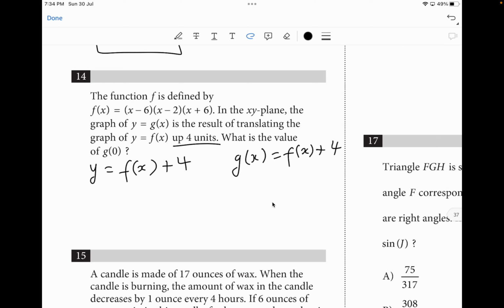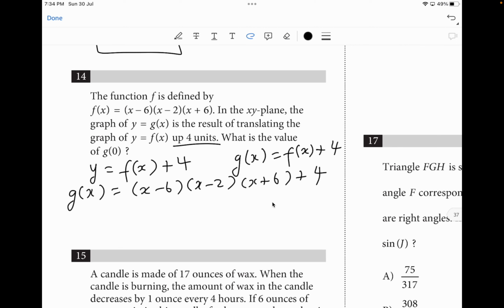Now we can see that there's an equation given for f of x. So what we're going to do is substitute these values for f of x in the equation here. So equation 1, we're going to substitute into equation 2. That's going to be g of x. So when we substitute into the equation, it gives us that g of x is equivalent to (x minus 6)(x minus 2)(x plus 6) plus 4.